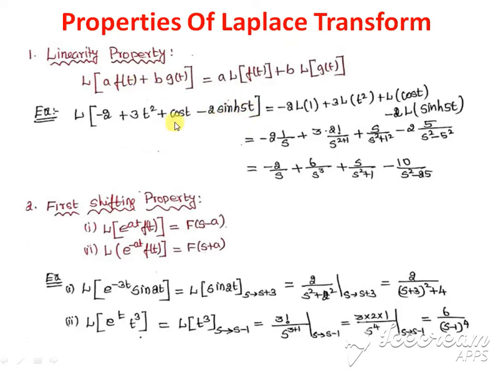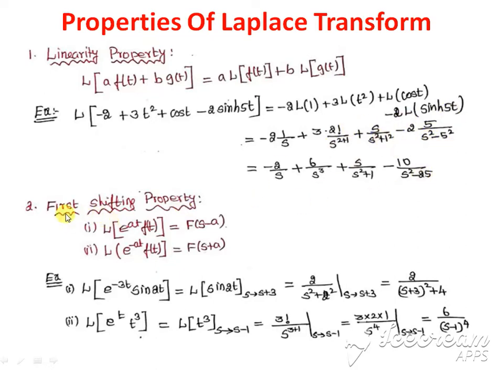For that, apply the linearity property: minus 2 times Laplace of 1 plus 3 times Laplace of t square plus Laplace of cos t minus 2 times Laplace of sinh 5t. Laplace of 1 is 1 by s, Laplace of t square is 2 factorial over s power 2 plus 1, cos t is s by s square plus 1 square, and for sinh 5t it is 5 divided by s square minus 5 square. Simplify this and we get the answer.